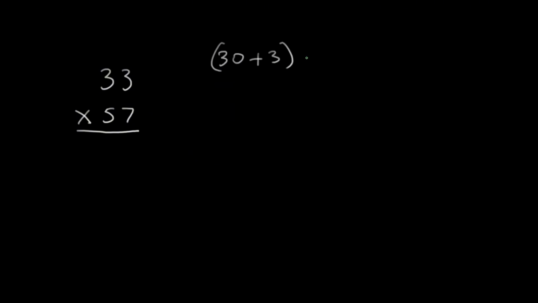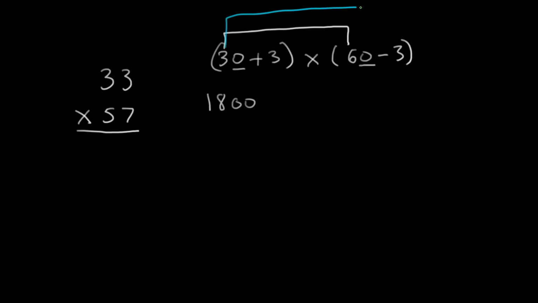Now the reason to do that is then we can rewrite the question as 30 plus 3 times 60 minus 3. Now we can do 3 times 6, which is 18, add the 2 zeros, and then 3 times negative 3, which is negative 9, add the 0. Then 3 times 6, which is 18, add the 0. And then 3 times negative 3, which is negative 9.